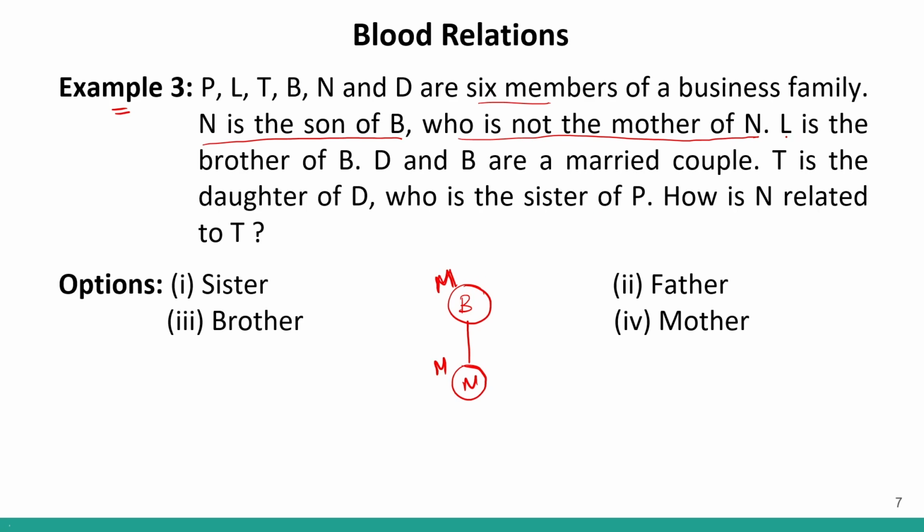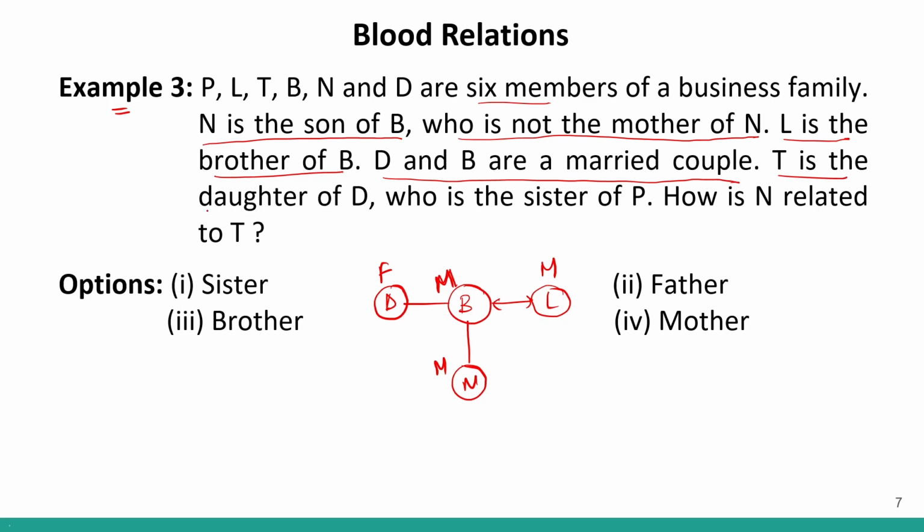L is the brother of B. So B has a sibling called L and L is the brother. So L will be male. D and B are a married couple, so B and D are spouses. Since B is male, D will be female.